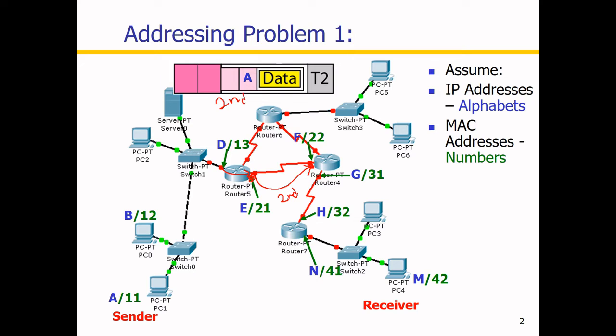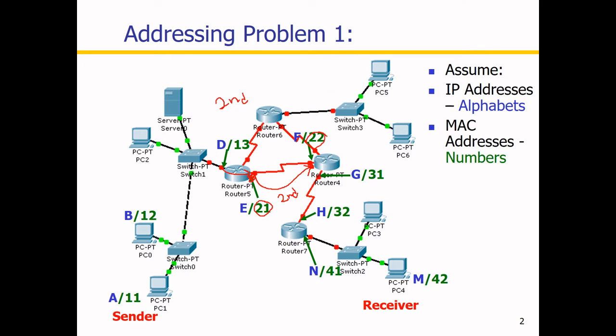Your sender and receiver IP is going to be A and M, because the sender and the receiver device have not changed. Your sender MAC is now going to be 21, this one over here, and your receiver MAC is going to be 22, this one over here.